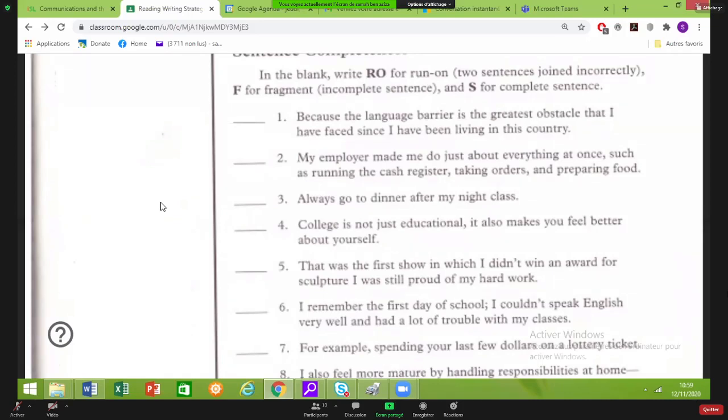Good. What about number 2? Who wants to read number 2? Go ahead, please. Nasruddin, go ahead, please. My employer made me do just about everything at once, such as running the cash register, taking orders, and preparing food. I think it's an S. Complete sentence. Very good, Nasruddin. So here it's a complete sentence.